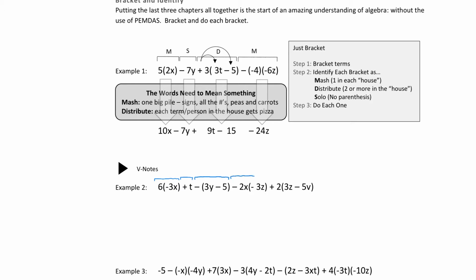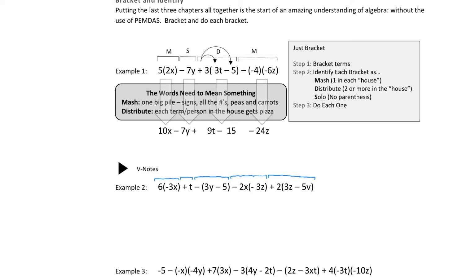Again, we're not using PEMDAS rules. All that searching left and right for parentheses, exponents, and all that, we've eliminated that stuff. We're bracketing it off. Now, we're going to identify each of these brackets as either a mash or distribute or a solo artist. Let's go through it.